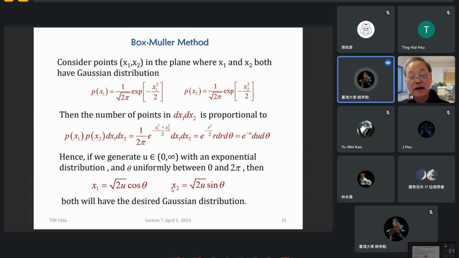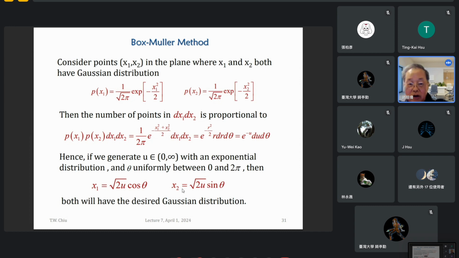Does that mean that if we want to get one sample of x1 and one sample of x2, we need to sample theta twice? No, I'm not saying that. You sample theta once, and u only once. But I'm saying the sequence of all the x1 will be one sequence of random numbers with the Gaussian distribution, and all the x2 generated, since every time you generate a random u and theta, you get a random x1 and a random x2, but you never mix x1 with x2. That's the point.